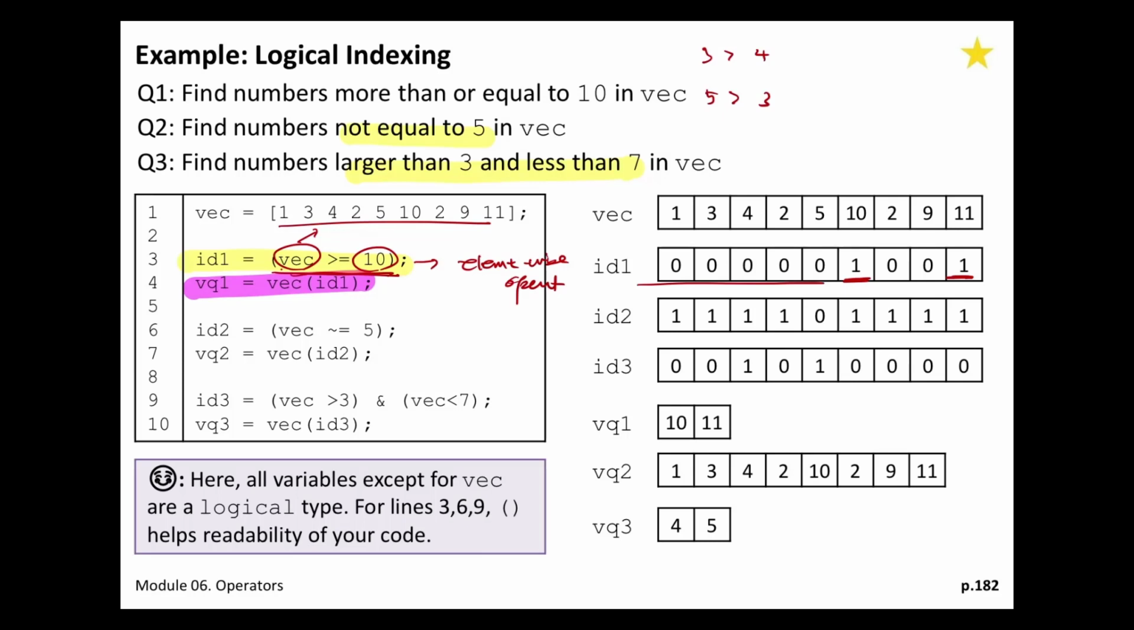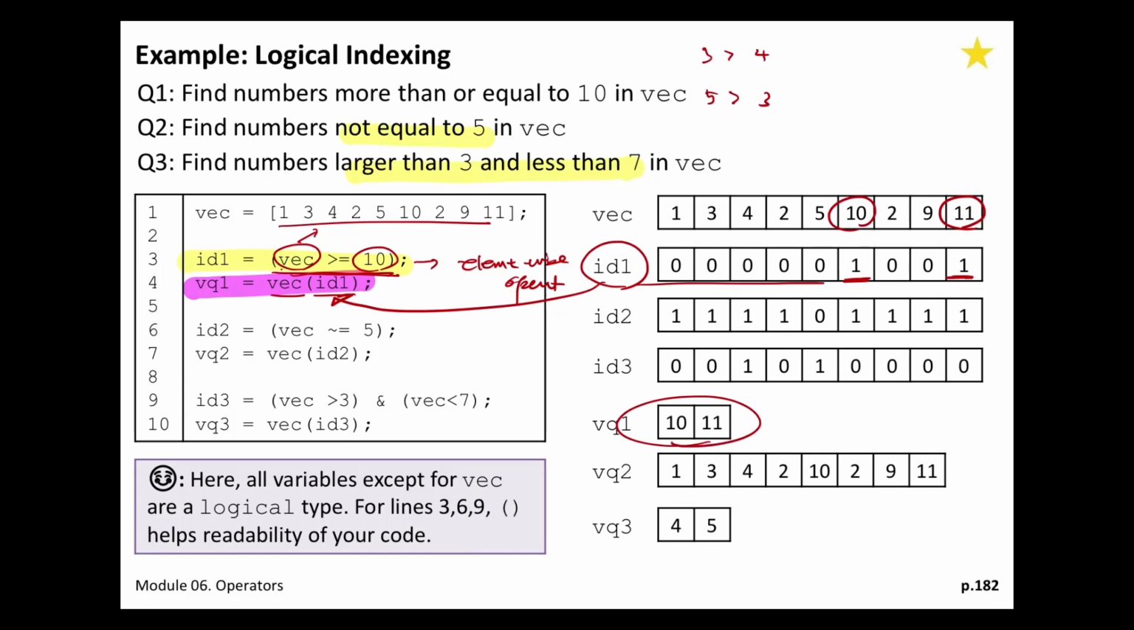Okay? So this is the key part of the logical indexing. Okay? This is a logical vector. We directly put it in as the indexing vector, and then you can read this and that value, and then Q1 becomes like this.